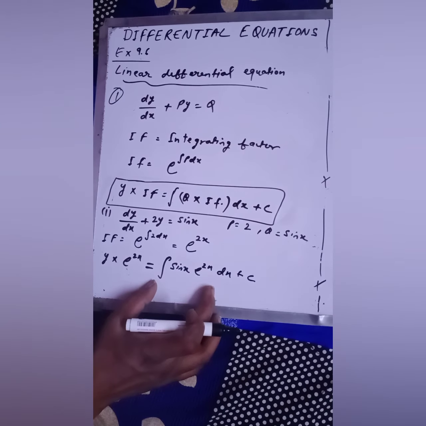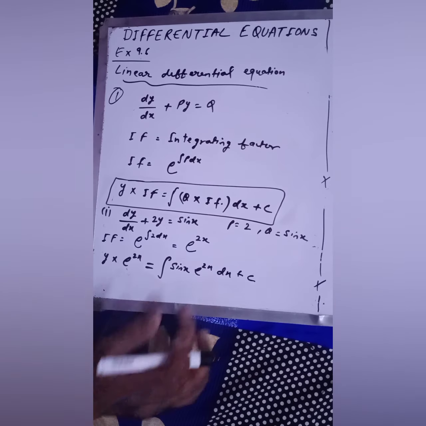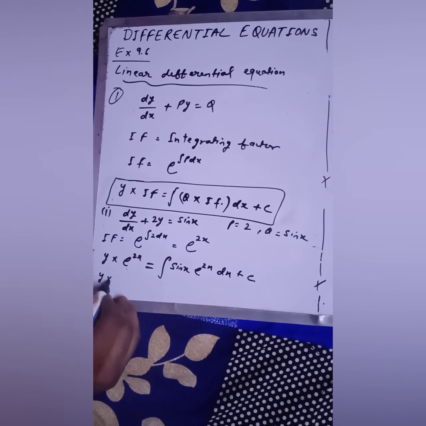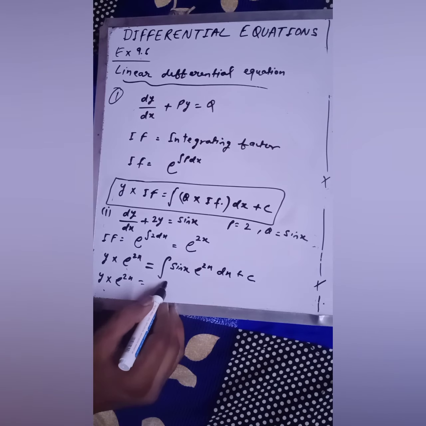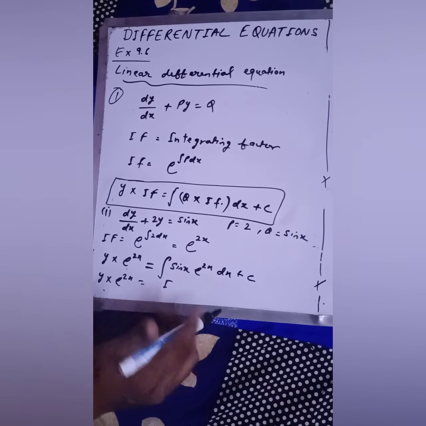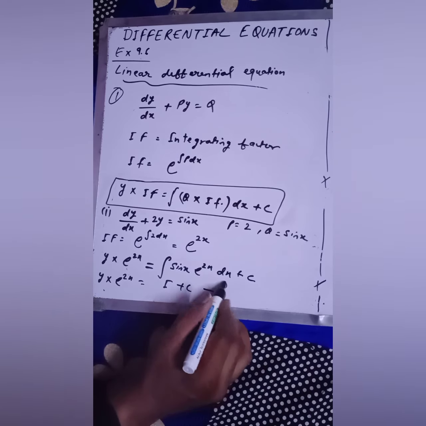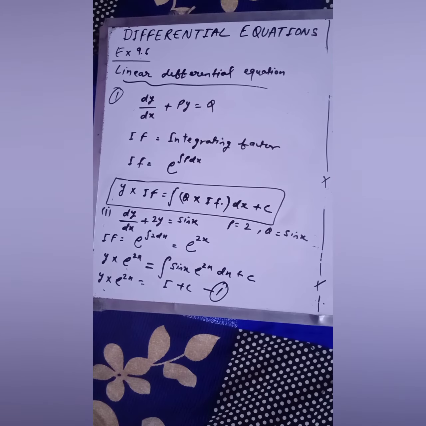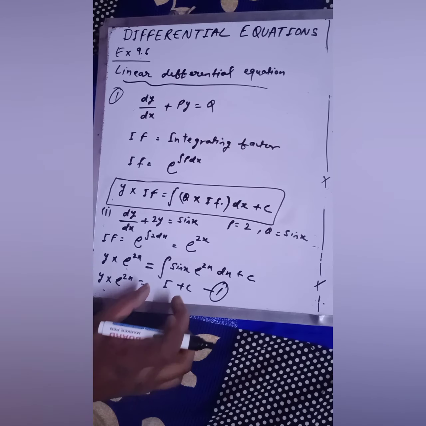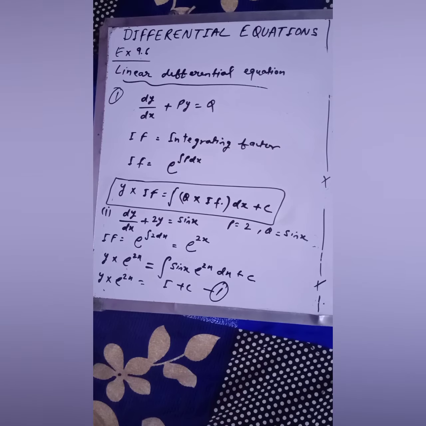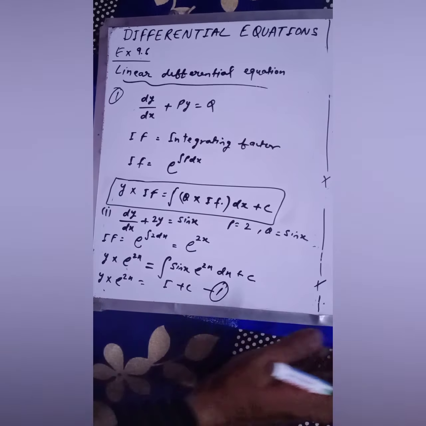Now we just have to find the integration of this and you will get the answer. So what I'm doing here, this is y into e raised to power 2x equals I plus c, where I am assuming this integral to be I. So this is our equation number 1. Got it? So this part I will solve on the next page.